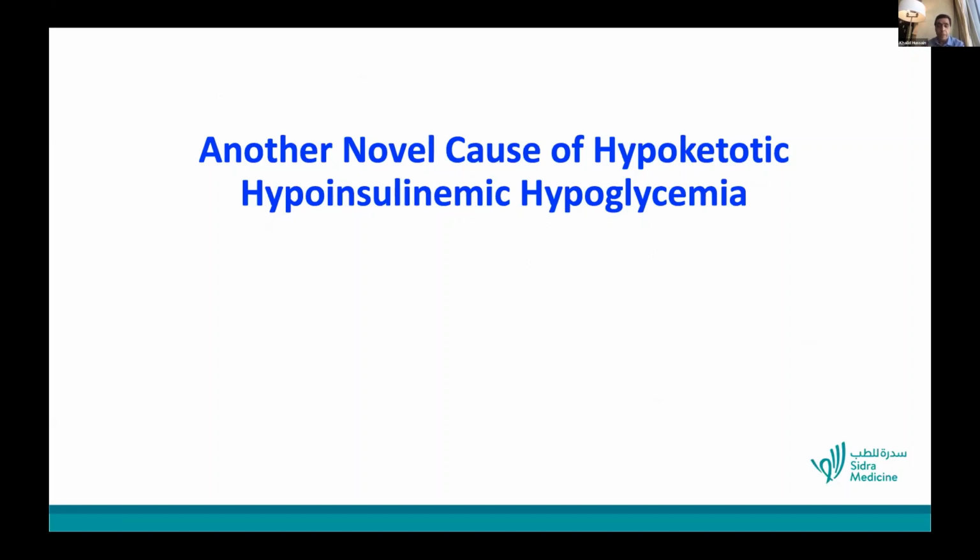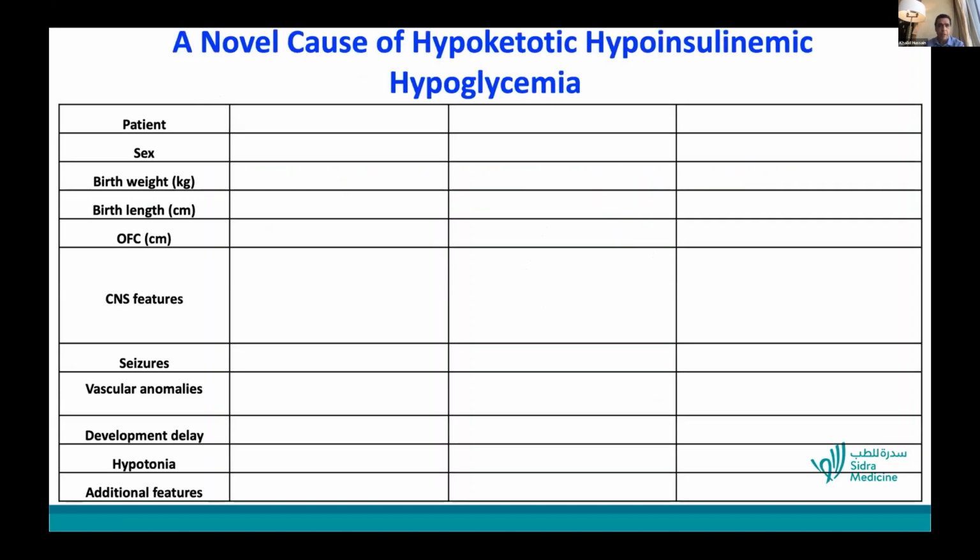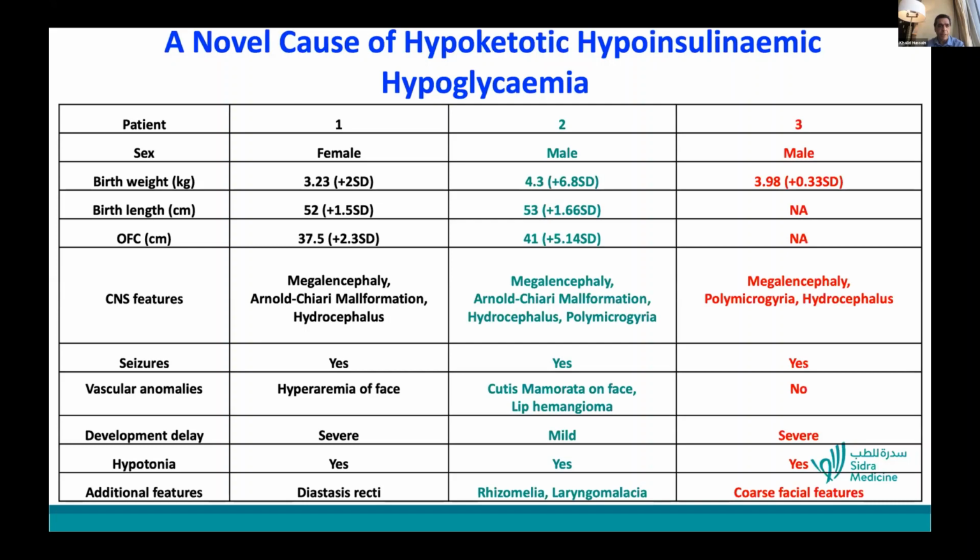Now I'm going to show you some other patients who have another cause of hypoketotic hypoinsulinemic hypoglycemia. So again, these are 3 patients. I've summarized very briefly their clinical characteristics here. This is the birth weight of the children, birth length. And interestingly, all of them had an overgrowth syndrome. They have megalencephaly, they have Arnold-Chiari malformation, and polygyria of the brain, and severe developmental delay, mild developmental delay present, and some additional features that we found in these patients.